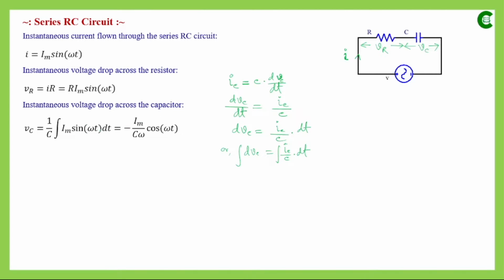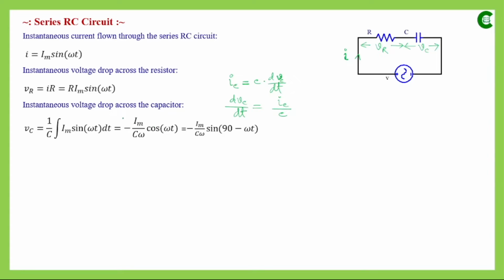Now if we integrate, from the rule of integration we will get this factor. Im is constant with respect to time, so that will come out of the integration. Then Im by C, and from the rule of integration, sin omega t will become minus cos omega t, and since this is omega t and we are integrating with respect to time, the cos omega t will be divided by omega. So finally we will get minus Im by C omega multiplied by cos omega t.